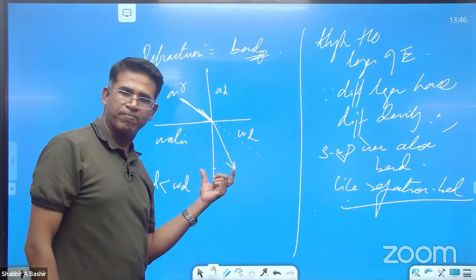The bending path of the P and S waves is indicative of the changing densities of the Earth's layers. Okay?